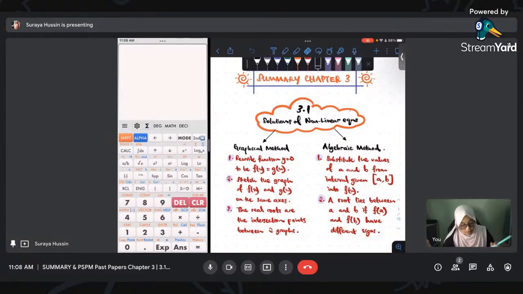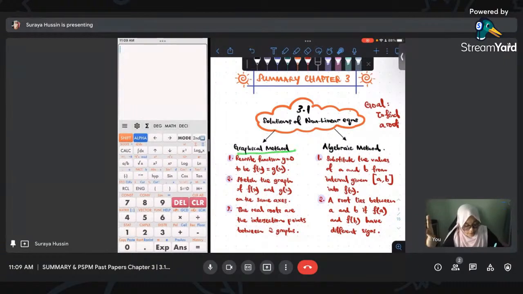Okay, so actually 3.1, objective dia, ataupun I should write it as the goal. The goal is to find root, to find a root. Okay, a root in between a number. Okay, between two graph. Okay, dia ada dua method dekat sini. If you look here, we have two methods. One is graphical method. Second one is algebraic method.